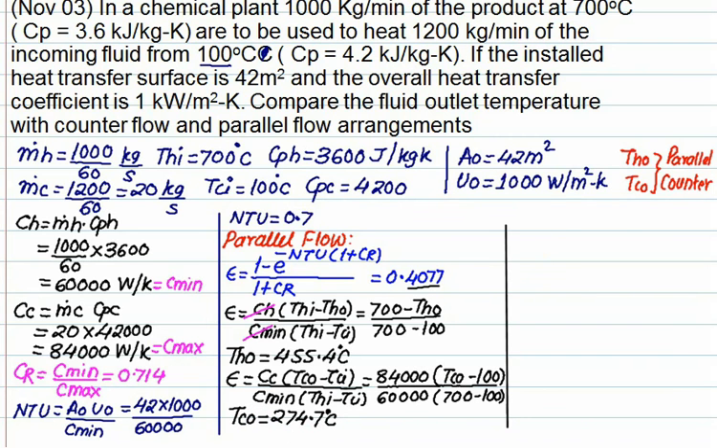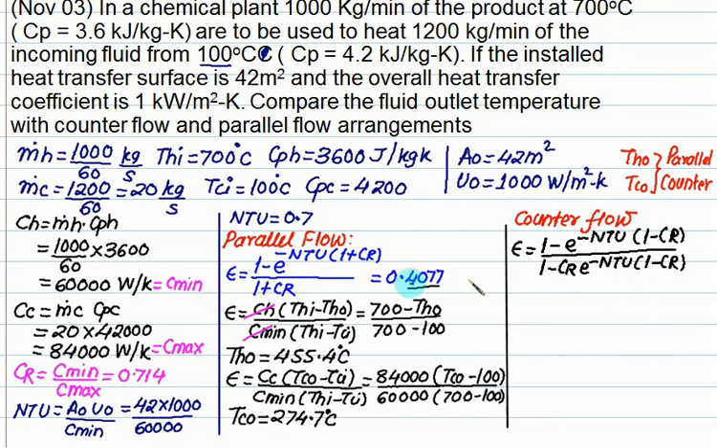Okay, now for counter flow. For counter flow, effectiveness is given with Cr the same, 0.714, and NTU is 0.7. What is the effectiveness for counter flow? So effectiveness is 0.4392. Again we use the same equation of effectiveness that was given here. C minimum is the same, so it is cancelled.